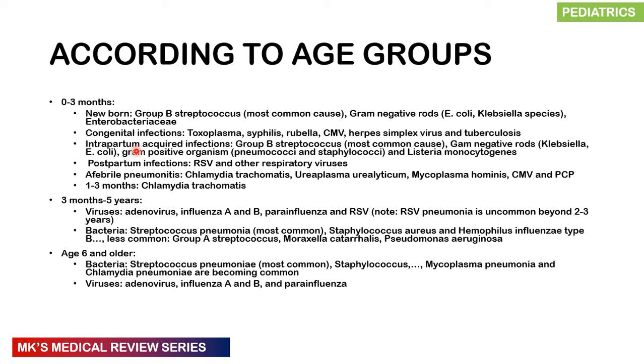Then you may also have intrapartum acquired infections such as GBS, which is again the most common, the gram-negative rods like Klebsiella and E. coli, gram-positive organisms such as pneumococci and staphylococci, as well as Listeria monocytogenes. It could sometimes be a postpartum infection, which are mostly viruses, the RSV and other respiratory viruses that we talked about earlier on.